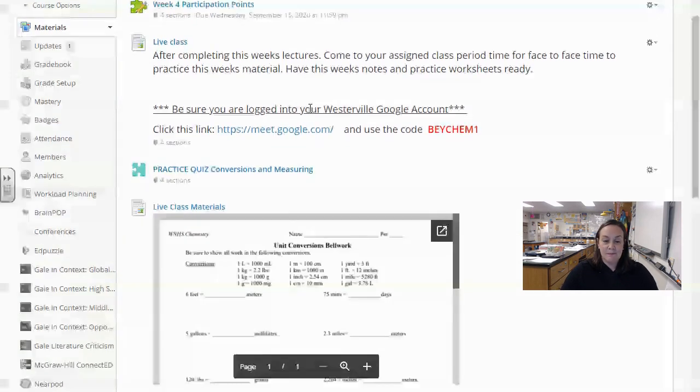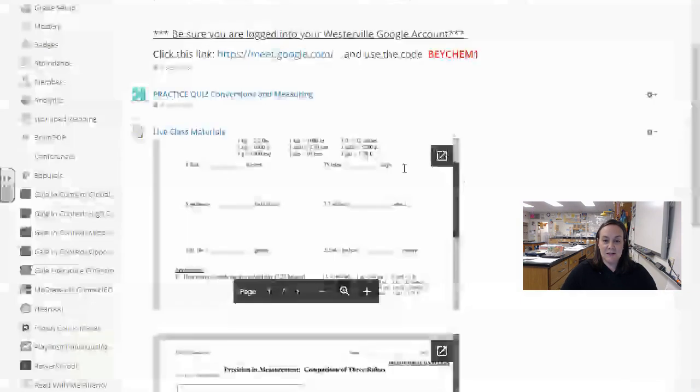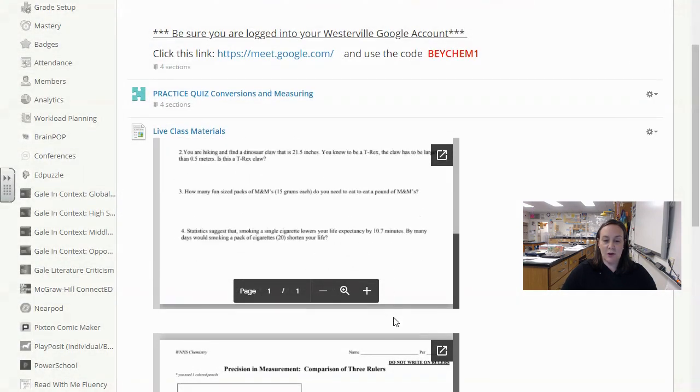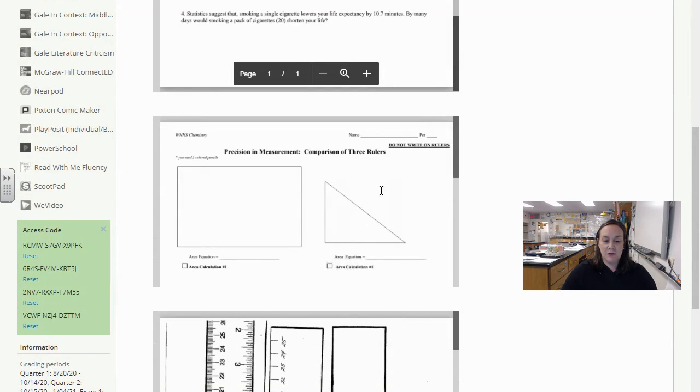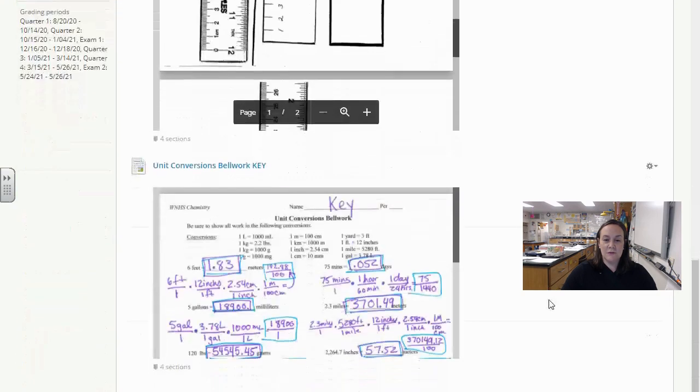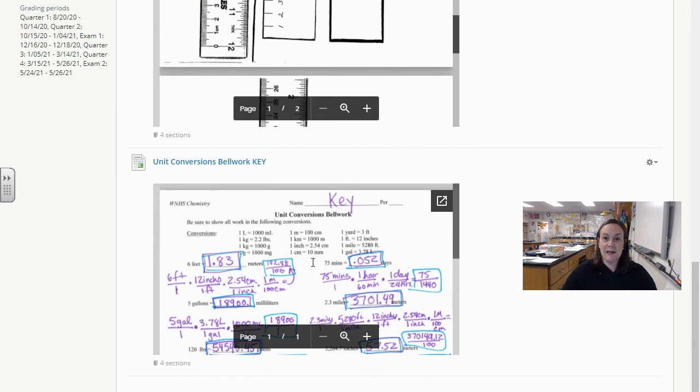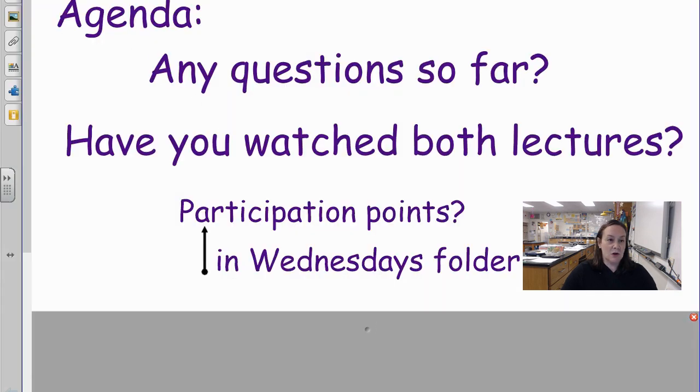you take the quiz. Then we did, like I said, the worksheets are here: unit conversion bell work, and measurement comparison of 3 rulers. We're going to talk about that. They are the rulers if you didn't print them out. And then here is always the key. You want to make sure that you have the key if you would like to check, because there are going to be conversions on the quiz.